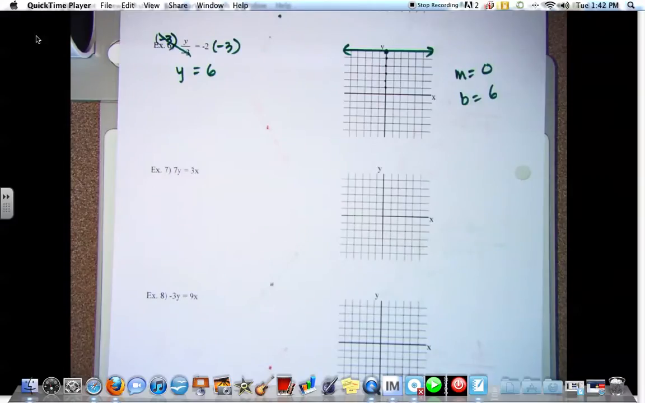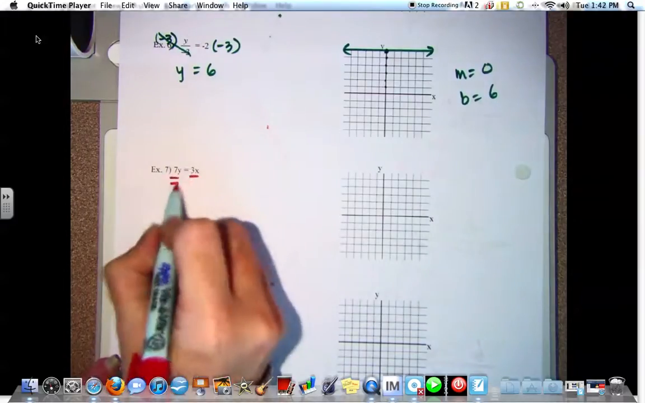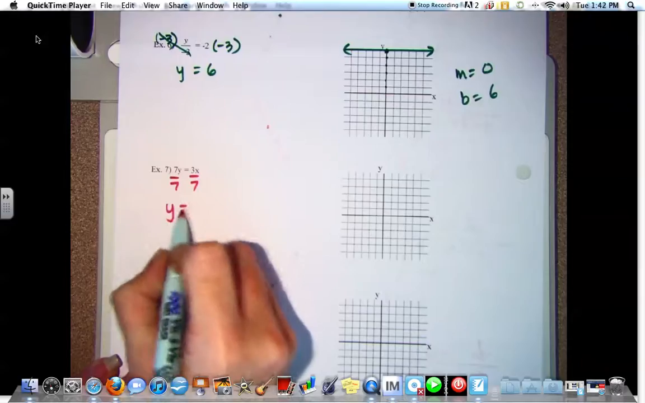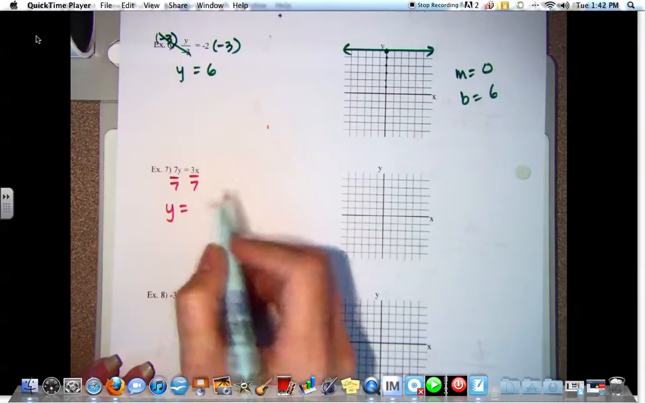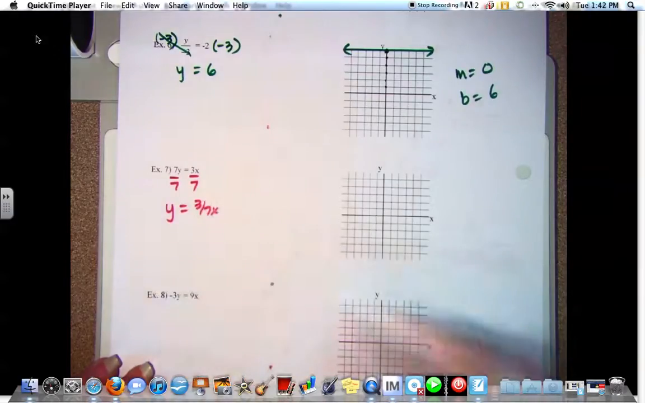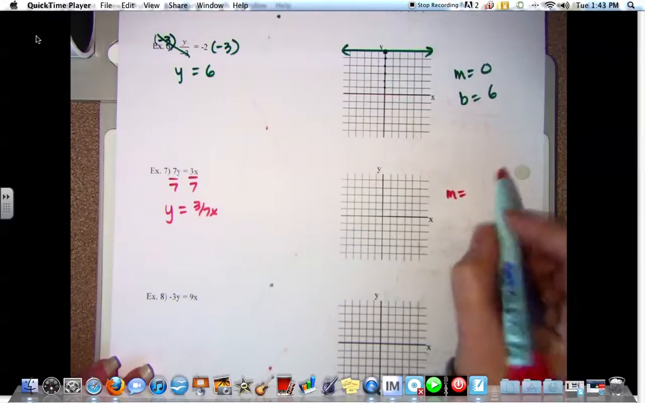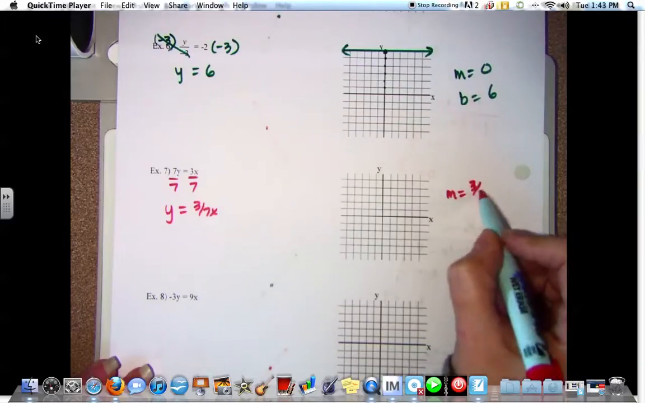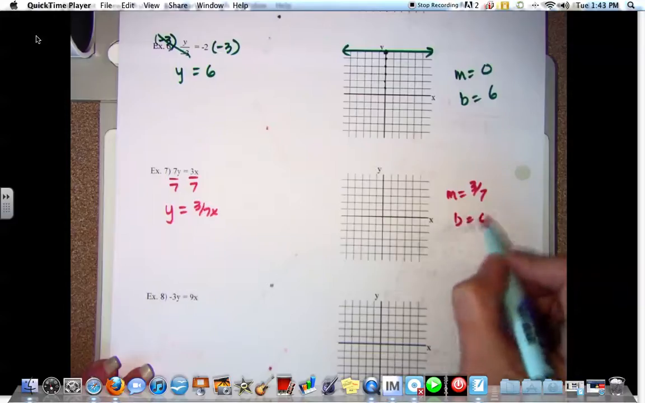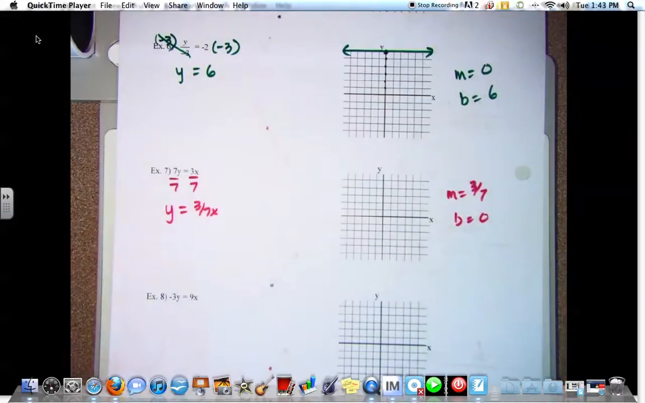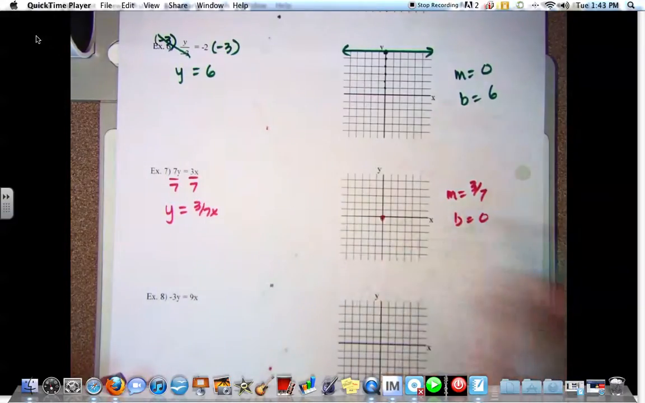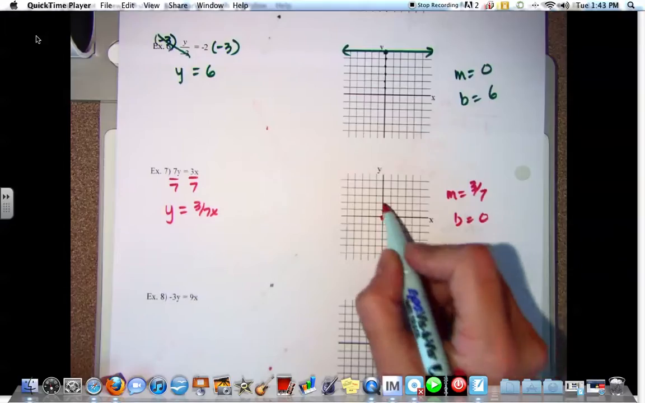All right, example 7. 7y equals 3x. Matt, what do you want to do? Divide both sides by 7. Very nice. y equals 3/7 x. What is my slope? 3/7. What is my y-intercept? 0. So where am I starting? 0. And from there, going up 3 over 7.